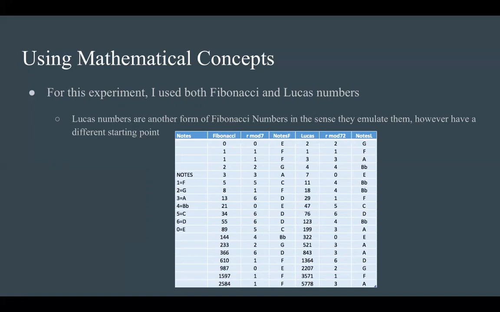And then I added the notes to it. As you can see, 1 is F, 2 is G, 3 is A, and so on. So for our first number, 0, 0 would be E. I did the same thing for the Lucas numbers with the same modulus, mod 7, and I got these notes as well.